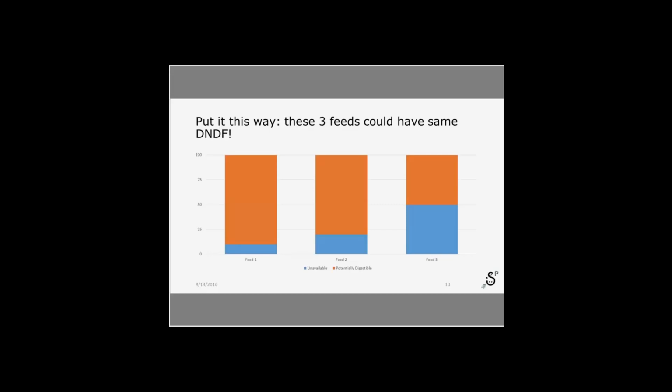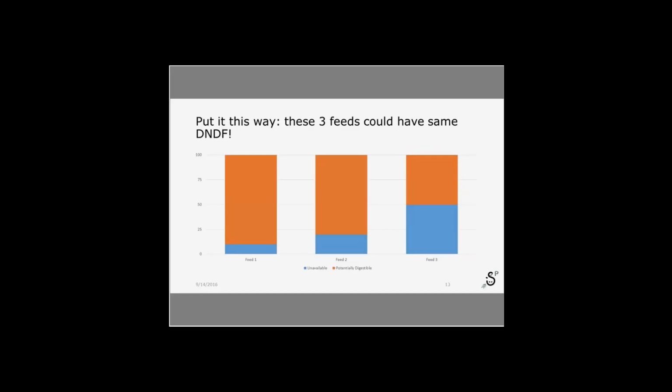But the rate of these 3 ingredients would be drastically different because the size of the unavailable pool varies tremendously, which means that the potentially digestible, the orange bar, changes. So to get the same overall NDF digestibility, the rate of degradation for this one with the smallest potentially digestible NDF pool, the rate on this is going to be the highest because the pool size is the smallest.